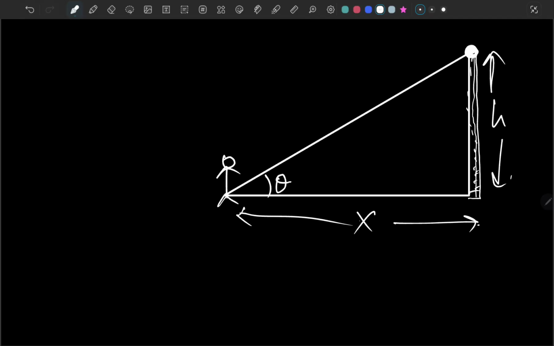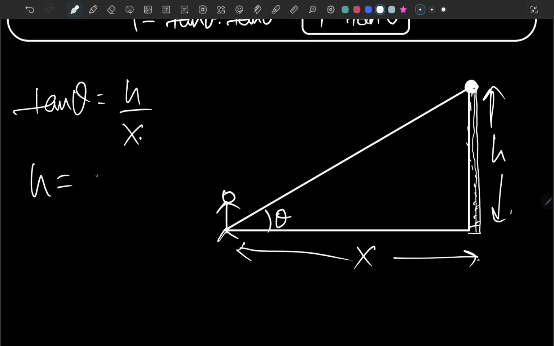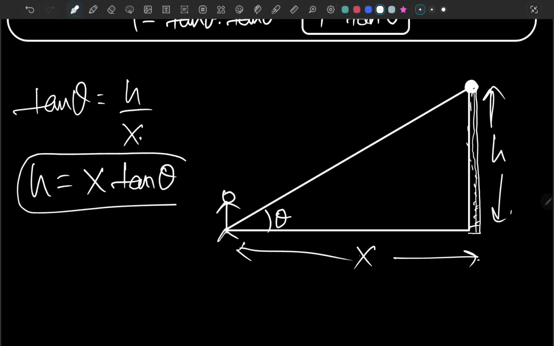So if we talk about the tangent of theta, we know that it's h over x. So if you are given theta and x, you can find h, that is x times tangent theta, right? So I think it's pretty good.